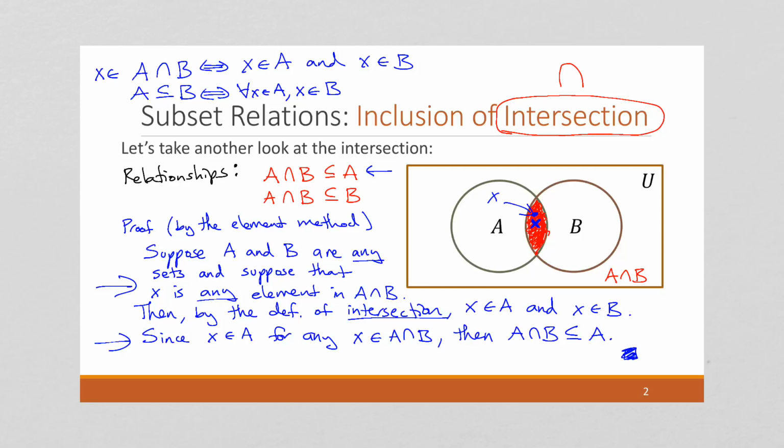And again, we're proving this by the element method. And the element method can be summarized as looking at an element that's generic enough to fit into whatever set we're talking about. And then it usually involves a lot of definitions. So here we've got the definition of intersection. And then here we're using the definition of subset.